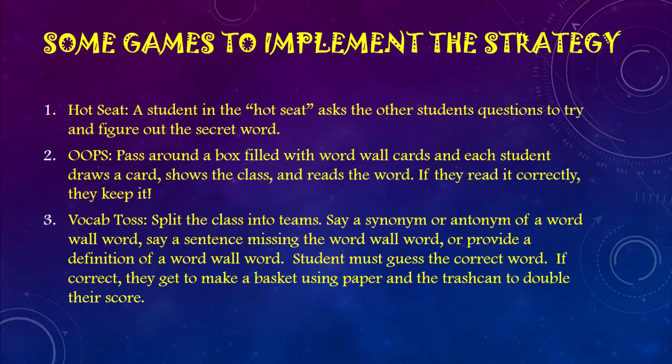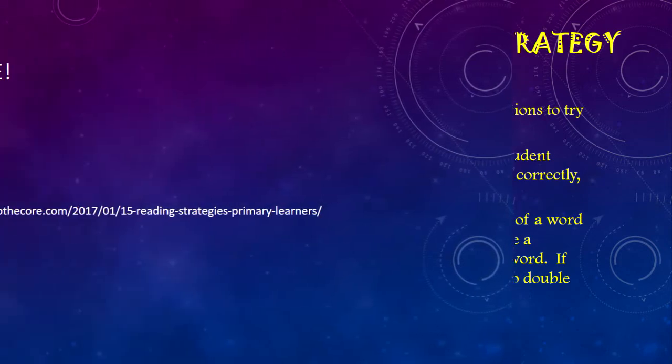And the last, vocab toss. Split the class into teams. Say a synonym or antonym of a word, say a sentence missing the word, or provide the definition of a word. Students must guess the correct word. If correct, they get to make a basket using paper and the trash can to double their score. Yes, this is a happiness to do together in the class.